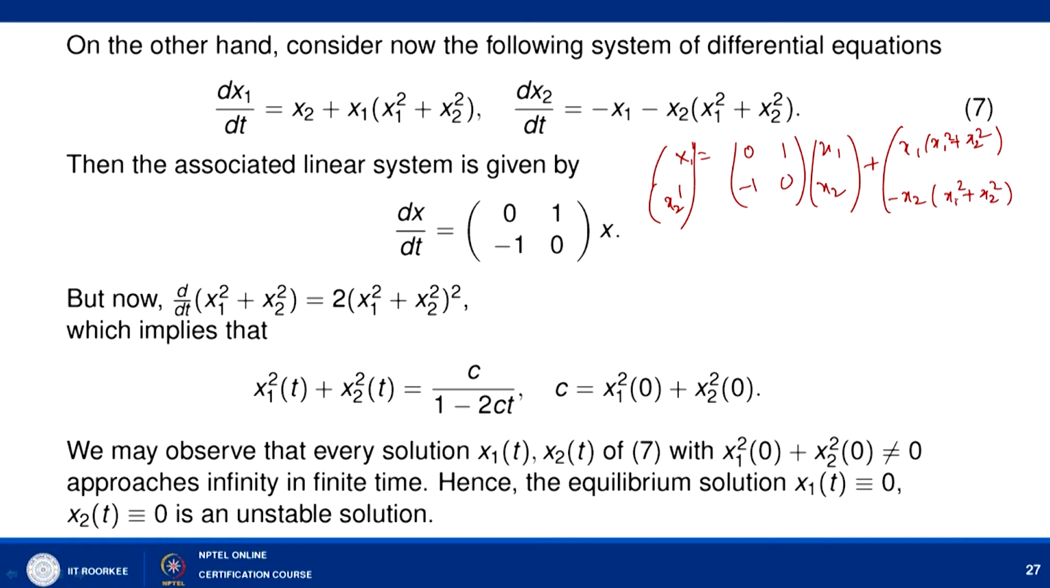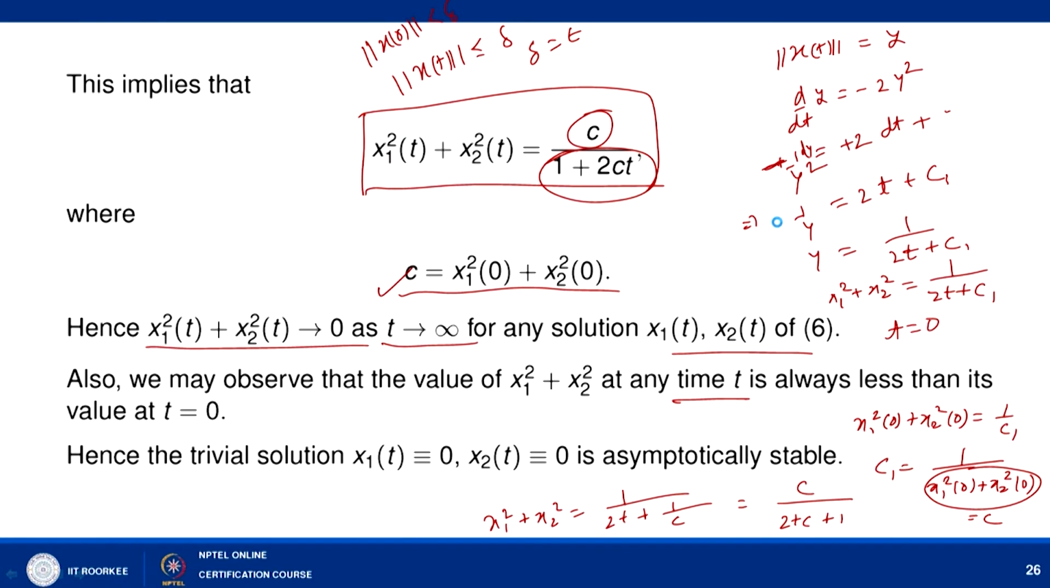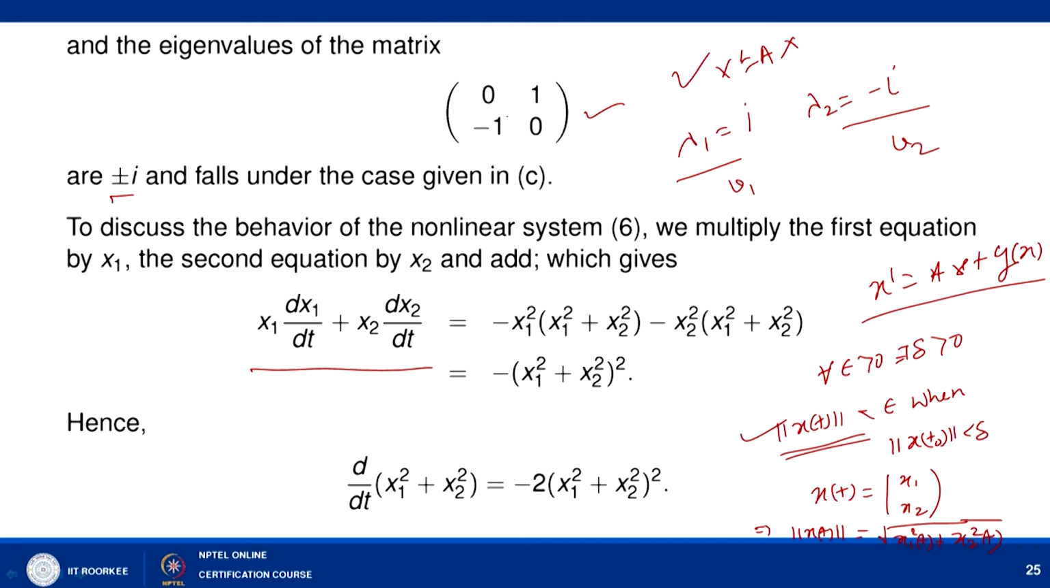Right. So, here there is a small mistake, it is plus here. So, the second equation is dx2 by dt equal to minus x1 plus x2 times x1 square plus x2 square. Okay, so here this is plus. So, here if you look at it, A is the same as the previous one. If you look, A is 0 1, minus 1 0. So, it is 0 1, minus 1 0.